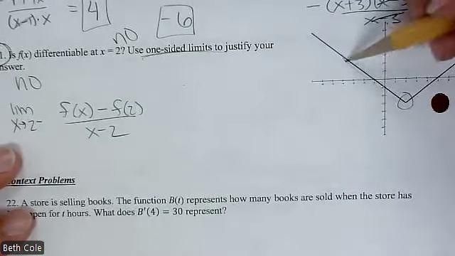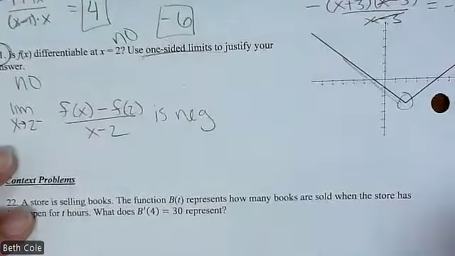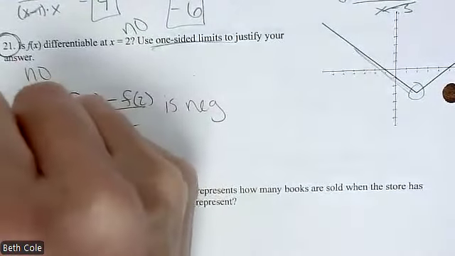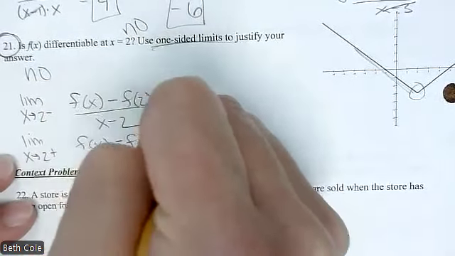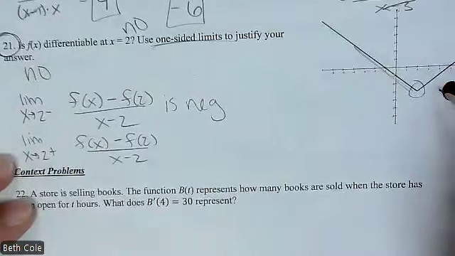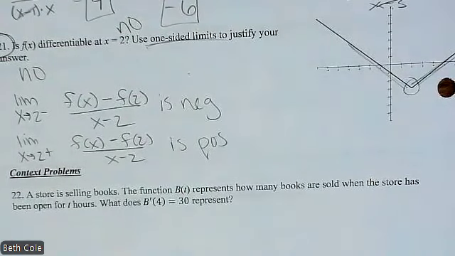What is your slope from the left side? Negative. And you're going to do the exact same thing again, but from the right. What is your slope from the right? Positive. And that's your explanation. If one side is negative and one side is positive, it's not differentiable. We did one exactly like that in the notes, two days ago.